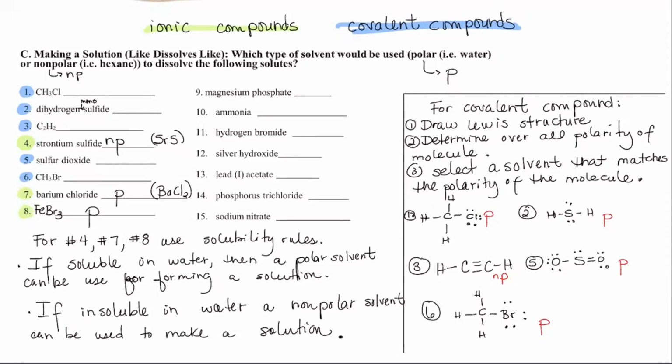If I want to make a solution with it, then I need a polar solvent. For number 2, dihydrogen monosulfide, since the molecule is polar, I need a polar solvent to make a solution. For number 3, that is a non-polar compound, so if I want to make a solution with it, I need a non-polar solvent. Number 5, since it's a polar molecule, I need a polar solvent. And number 6, since it's a polar molecule, I need a polar solvent to make a solution. Okay?